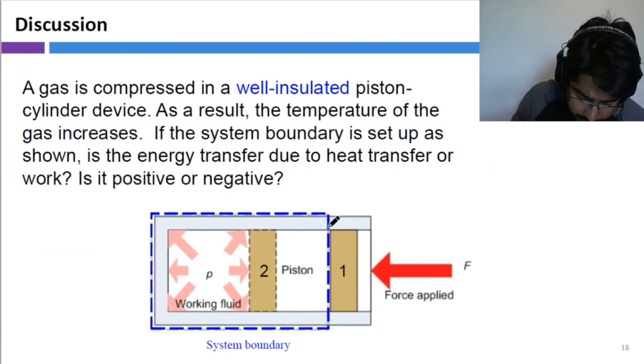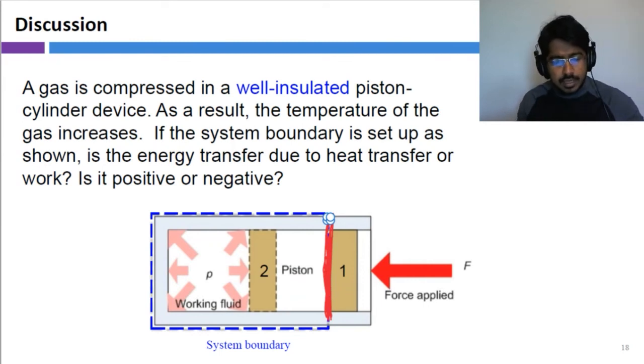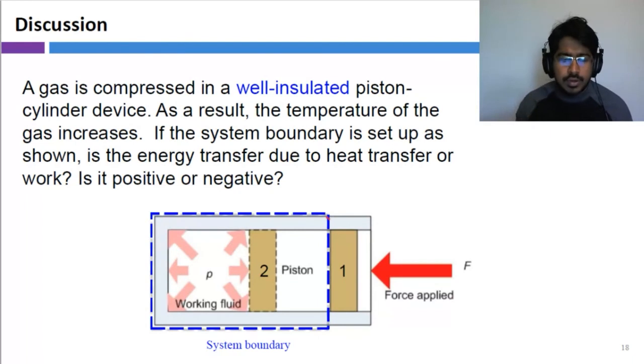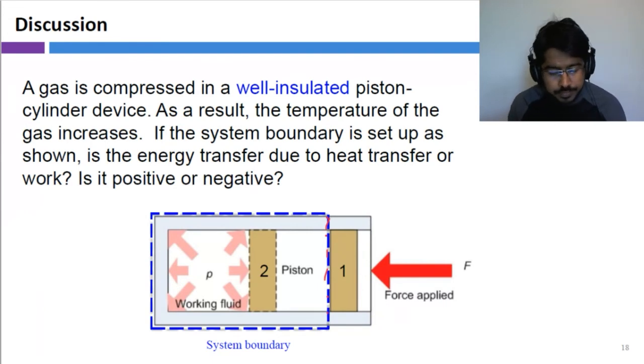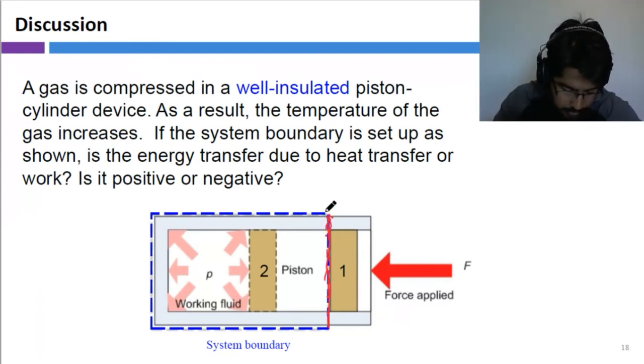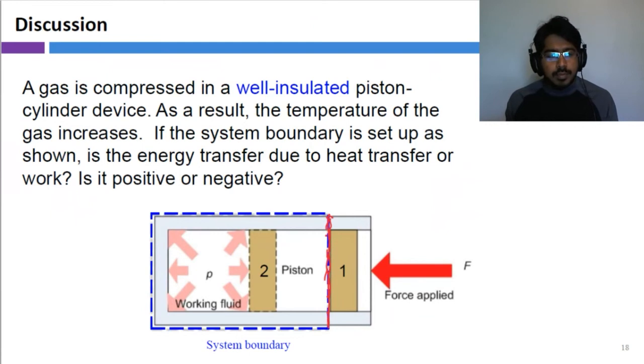So for now, let's assume that this surface is a moving boundary which touches the piston. It touches the piston surface, right? So when the piston moves, the system boundary moves. The red portion of the system boundary moves, right? Red portion is this one. Okay, now the system boundary moves. So is it work or heat transfer?